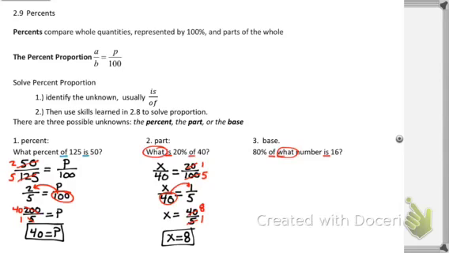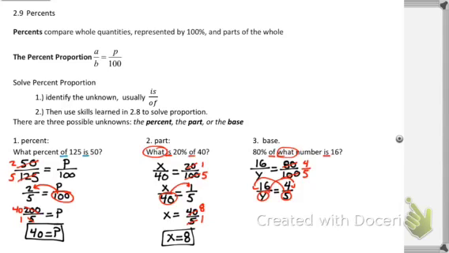Here then the is over of, the of is associated with the what part. So we have 16 over y is equal to 80 over 100. Notice that we have y, our variable, in the denominator, so here we're going to have to cross multiply for it. So 16 over y is equal to 4 over 5, reducing beforehand.